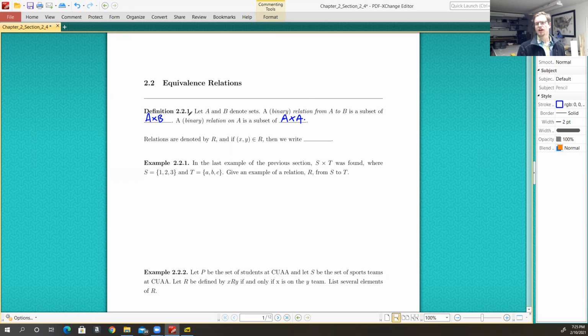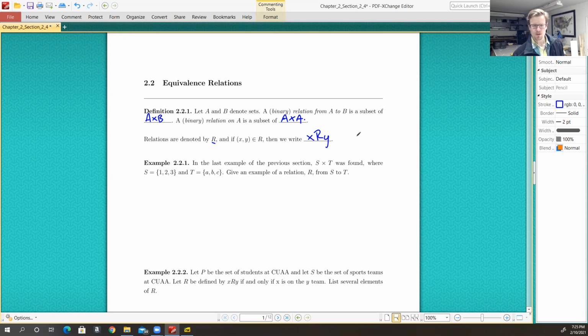So if we have a relation, a subset of a cross product, that relation is typically denoted by a capital R, though other letters can be used to refer to a relation as well. And for this section, definitely. So what we do is we say if x comma y, if this ordered pair is in R, that is, if it's in the relation, then we say that x is related to y.